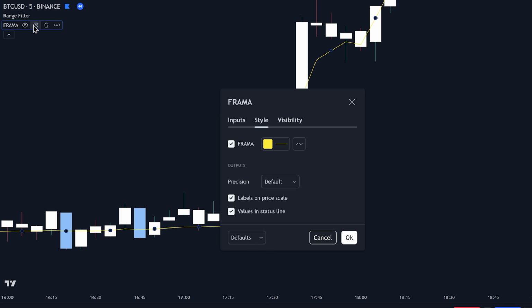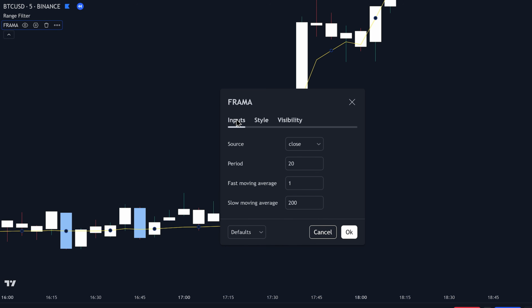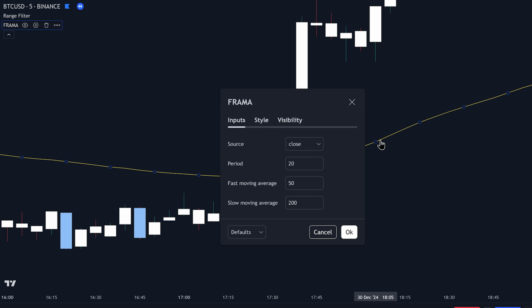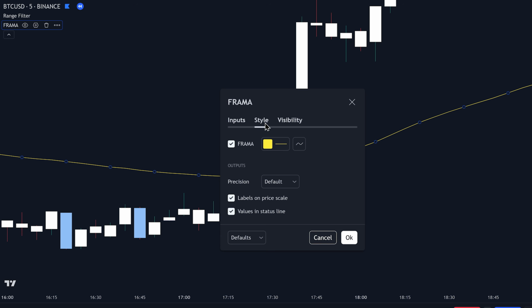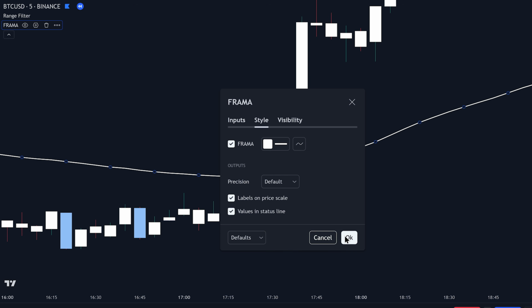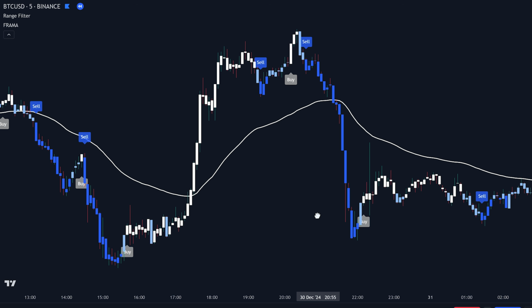Now, let's adjust the FRAMA settings to make it more effective. First, modify the fast moving average setting from the default value of 1 to 50. This change smooths the FRAMA line, reducing the risk of false signals, especially from the range filter buy and sell signals. Next, go to the Style tab. Change the color of the FRAMA line to white for better visibility and increase the line's thickness so it stands out clearly against the chart's price action. After making these changes, click OK to apply the adjustments.